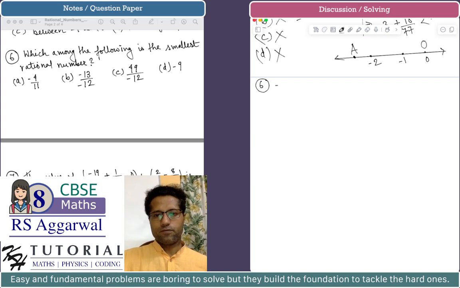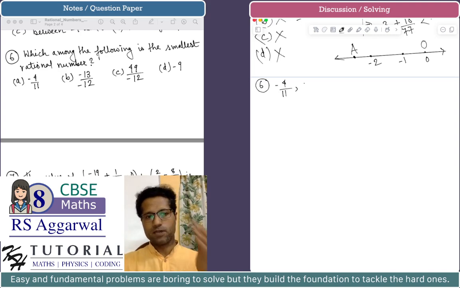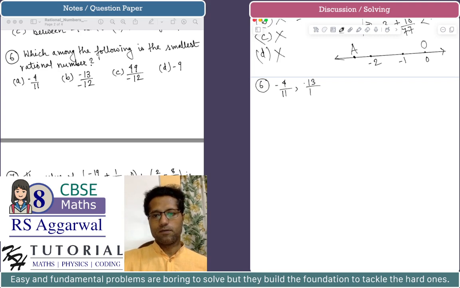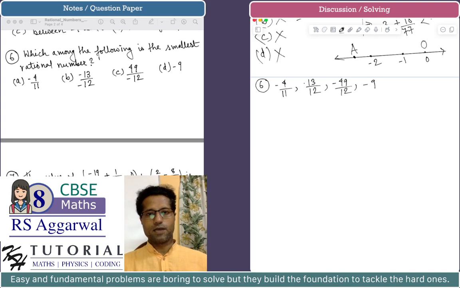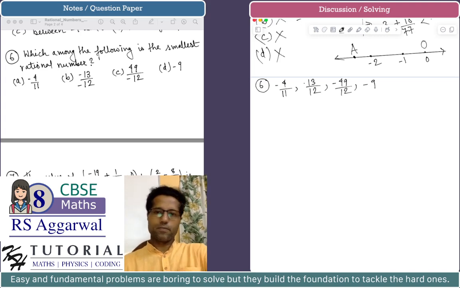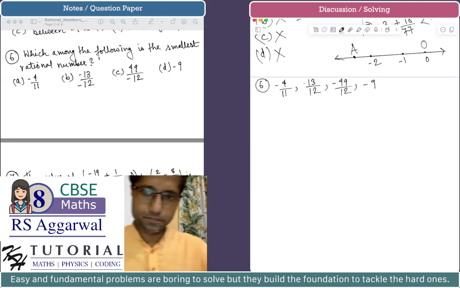The rational numbers as given in all the choices are minus 4 by 11, minus 13 by minus 12. Minus 13 by minus 12 is nothing but, the minus will cancel out, it is 13 by 12, and we have 49 by minus 12. If you make the denominator positive, it will be minus 49 by 12, and we have minus 9. It is asking the smallest rational number. So definitely it will be one of the, we have 3 negative rational numbers.